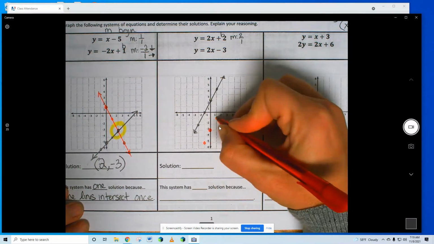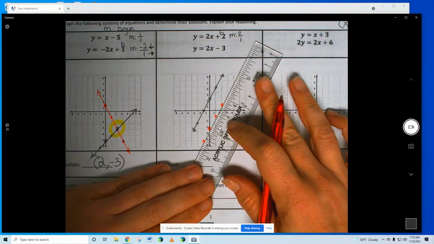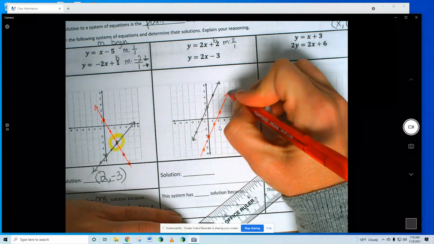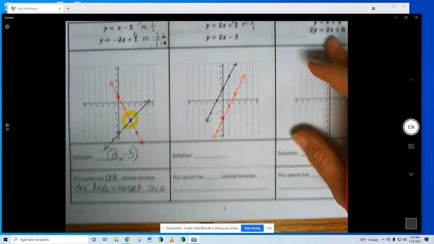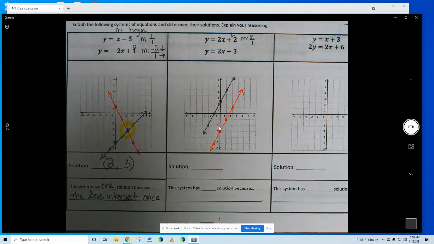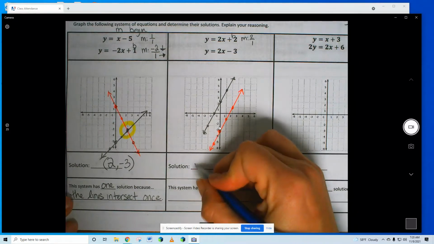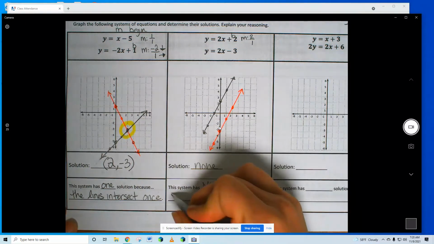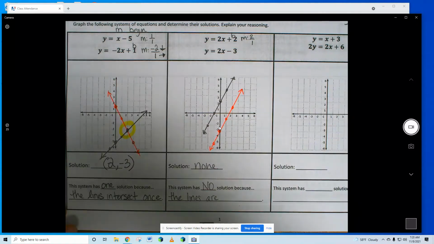Oh, hey. What do you notice about what this line is doing? What's so interesting about this line and this pencil line? What do you think? Huh? They're parallel. They never touch. The solution is none. The system has no solution because the lines are parallel. A solution is only when the lines touch.